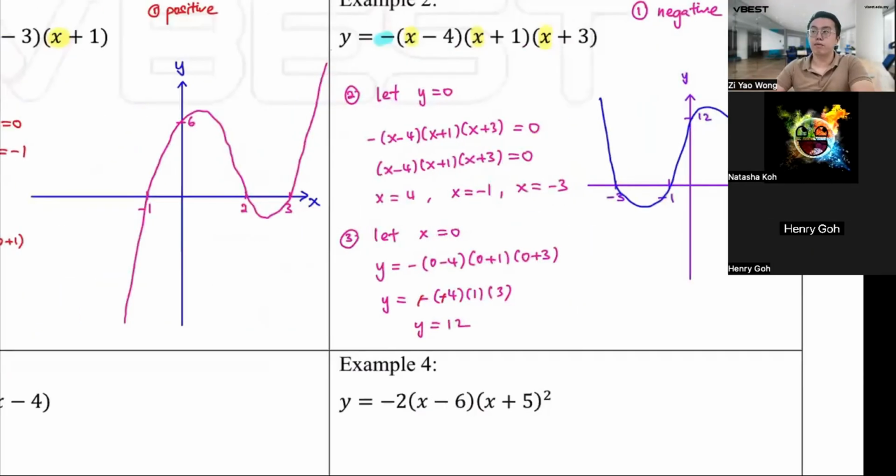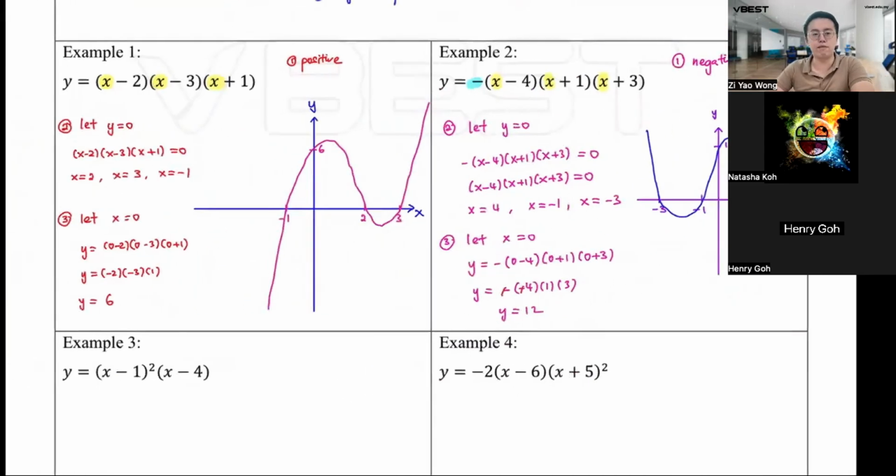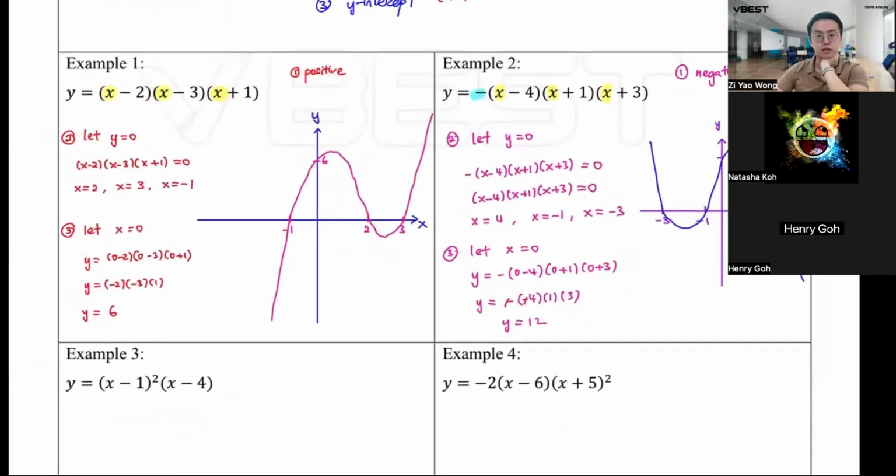Okay. All right. So these two graphs will have that. Next thing, Natasha, Henry, Zoe, understand? So you can see your x-intercept is basically on the x-axis. See that? Okay.